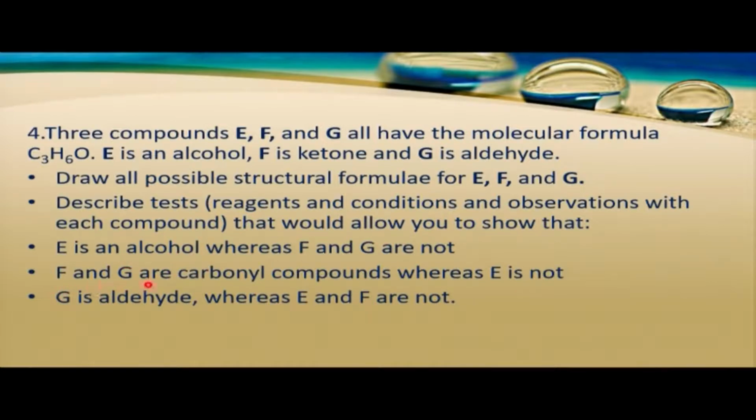F and G are carbonyl compounds, whereas E is not. We know the substance we use to show that compounds are carbonyl compounds, while others are not. That is Brady's reagent. So we can use Brady's reagent, and we get a yellow-orange precipitate, while for the alcohol there will be no observation. To show if a substance is an aldehyde, while others are not, we use Tollens' reagent to get a silver deposit. You can use Fehling's solution to get a brick red precipitate. Those are possible chemical tests you can use.